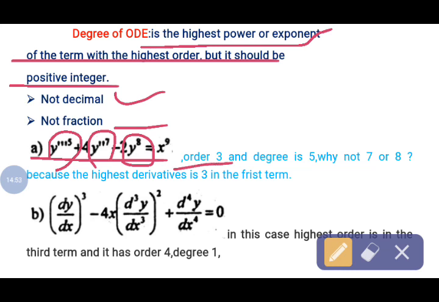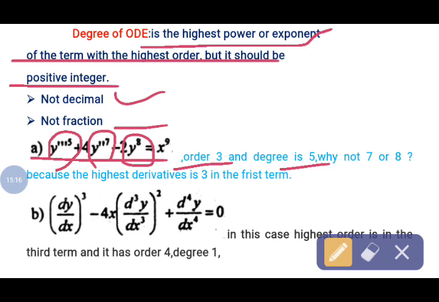Now finding the degree of this ordinary differential equation is very simple, because we said that the degree of an ordinary differential equation is dependent on the order of the ordinary differential equation. Therefore, what is the exponent of the first term, which is 5?